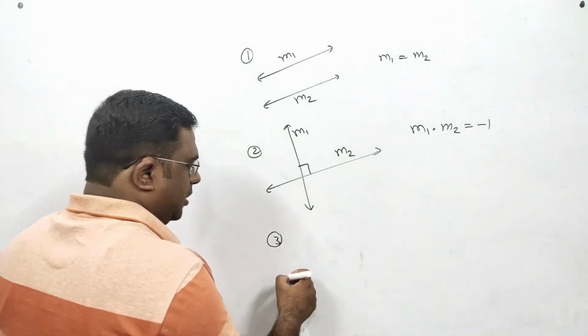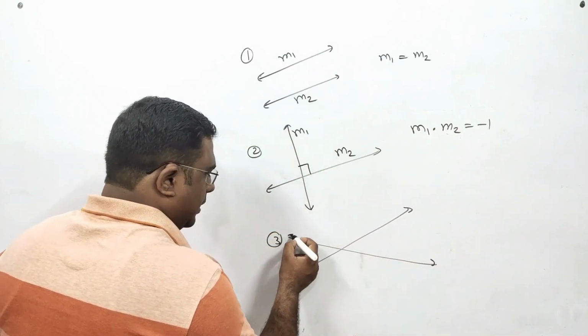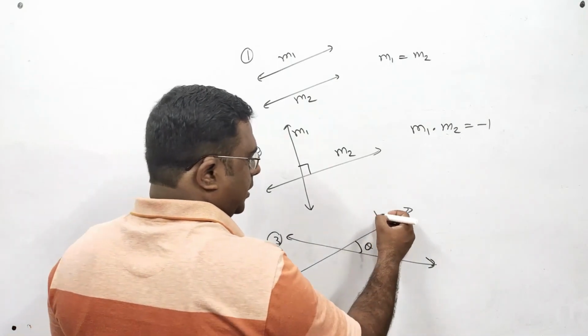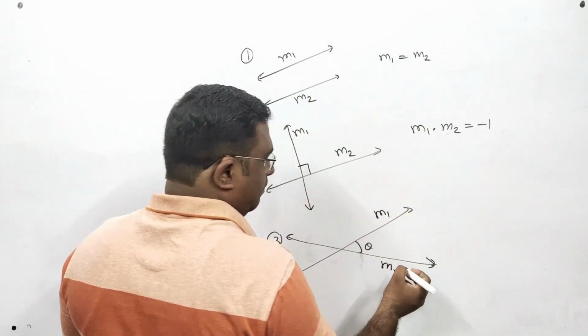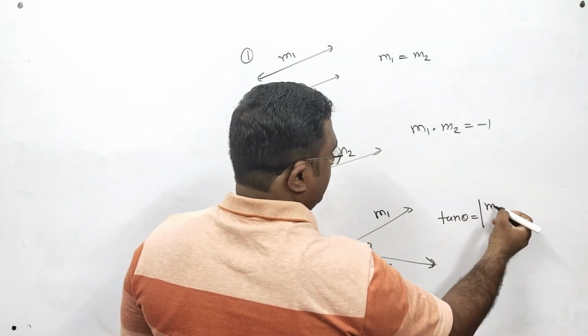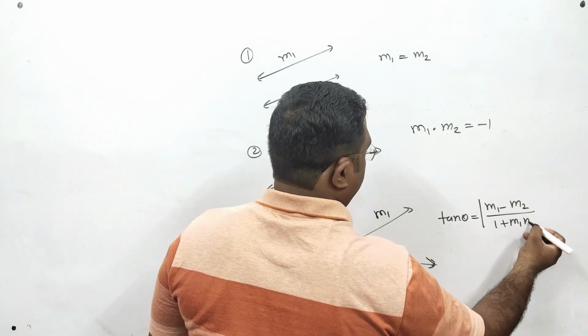Point number 3, if two lines are making angle theta, and theta is the acute angle between them, and their slopes are m1, m2, then the value of tan theta will be equal to modulus of (m1 minus m2) upon (1 plus m1 m2).